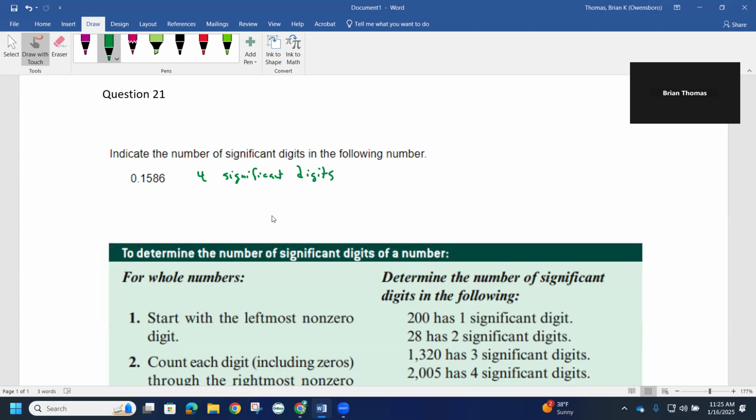So that comes in handy in identifying significant digits. If you watch the video, you'll get a little bit more of how significant digits play in when we talk about precision and accuracy.